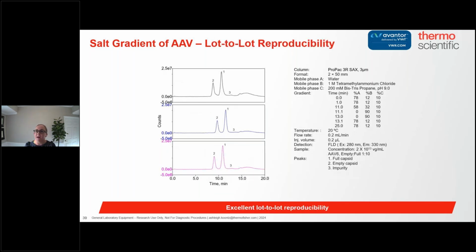And for lot-to-lot reproducibility, this is utilizing an AAV6 sample, and you can see here that there is great reproducibility across multiple different lots of our column product.